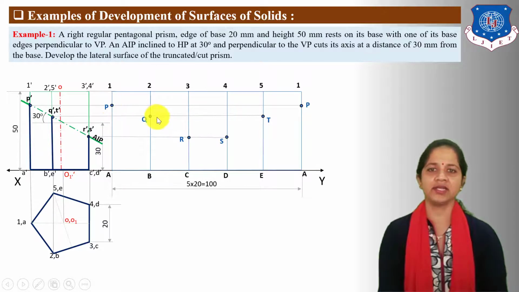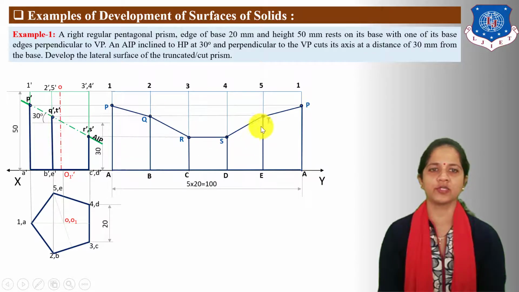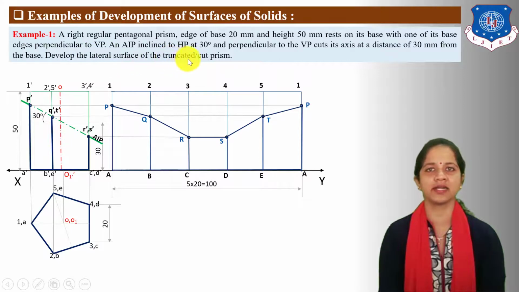Next, join all these cutting points in the form of a line in development. Next, draw the lower portion as a dark line in development, and it indicates the development of the lateral surface of the truncated or cut prism.